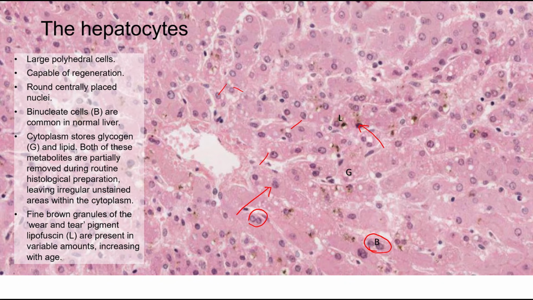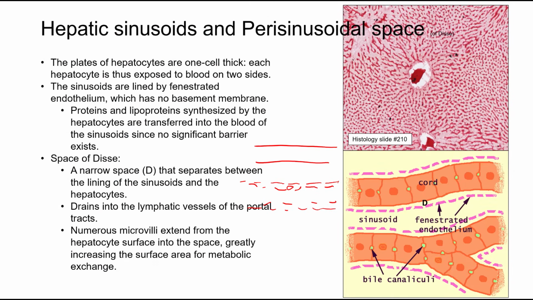Also, they are characterized by the presence of these brown granules. These are called lipofuscin. These are what we call wear and tear pigments. They are present in variable amounts, especially with increasing age. They are not only a feature of the hepatocytes, but may be present in other cells in the body, like neurons. So these are the sinusoids.